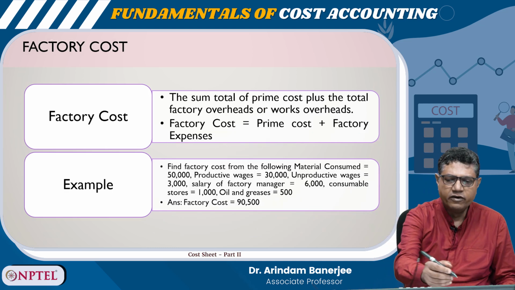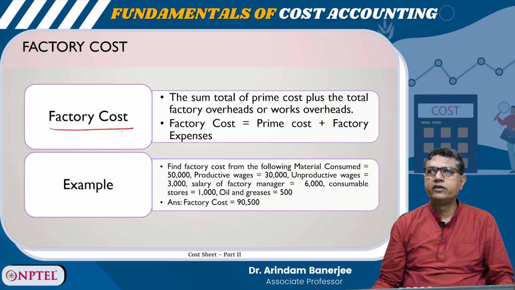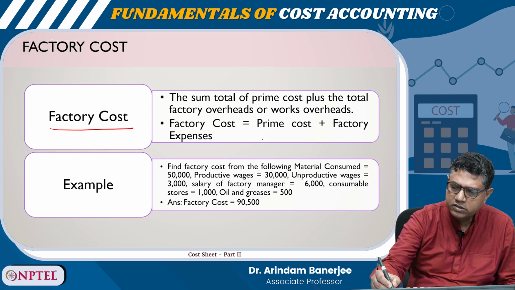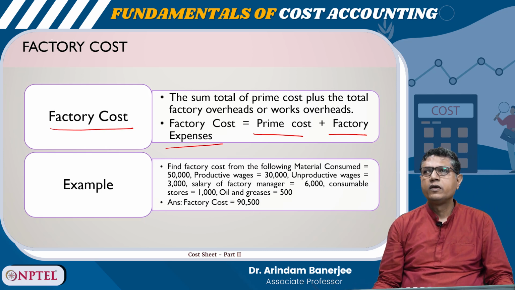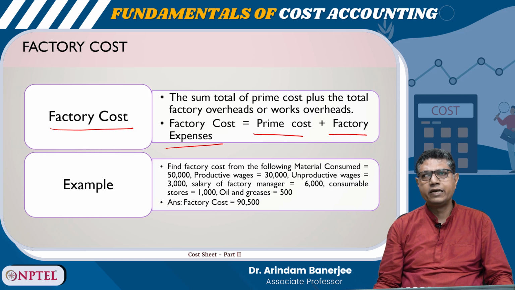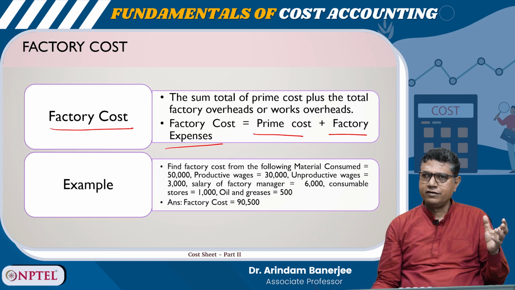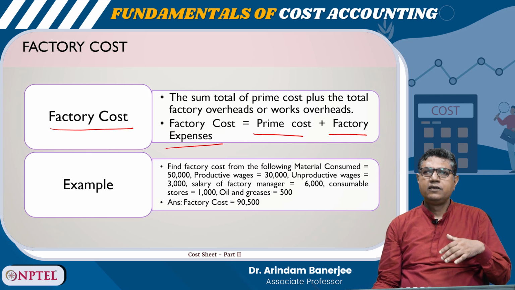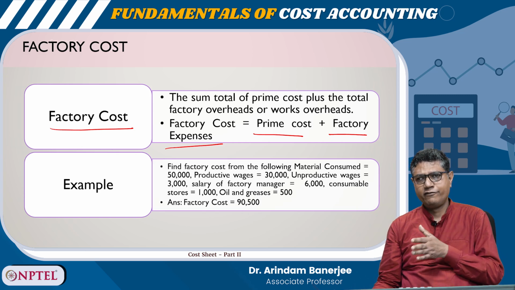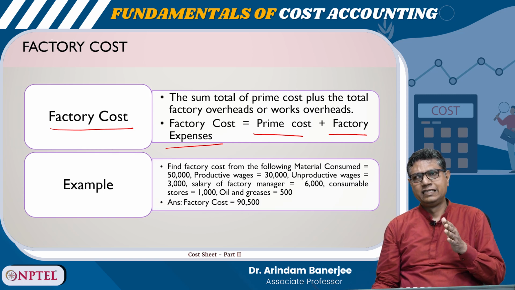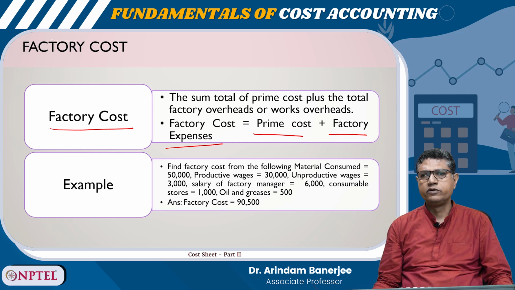The second item is the factory cost. What is factory cost? Factory cost is prime cost plus the factory expenses. So, it is the sum total of prime cost plus total factory overheads or works overhead, right? Because all direct costs we have already taken in the prime cost. Now, we are taking the indirect costs which are incurred in the factory, not taking the administrative overheads or the sales and distribution overheads. We are considering only the factory overheads here, right? So, factory cost is equal to prime cost plus factory expenses.